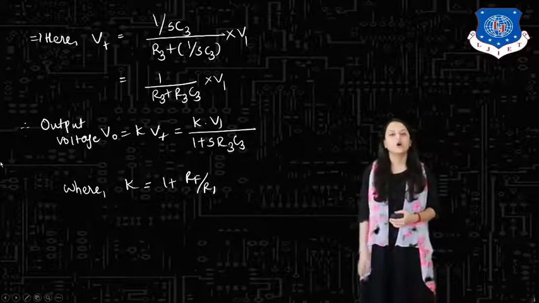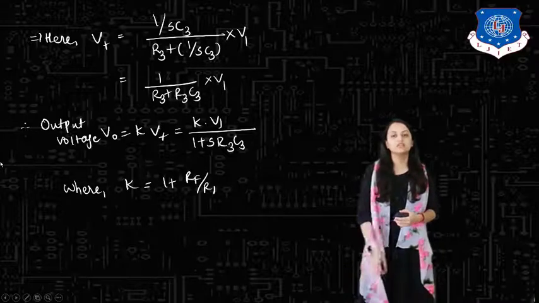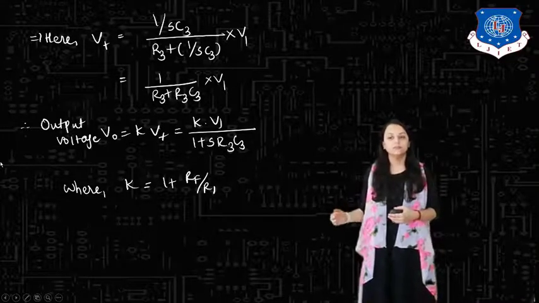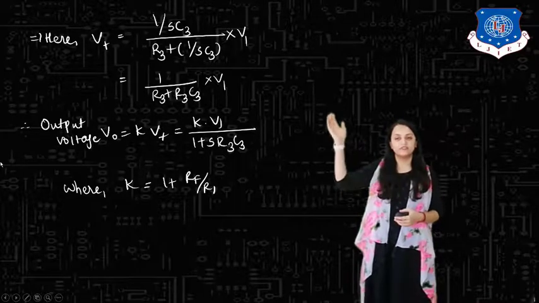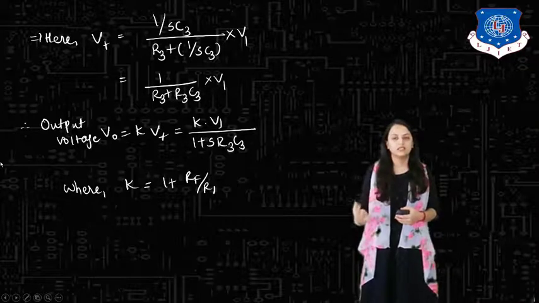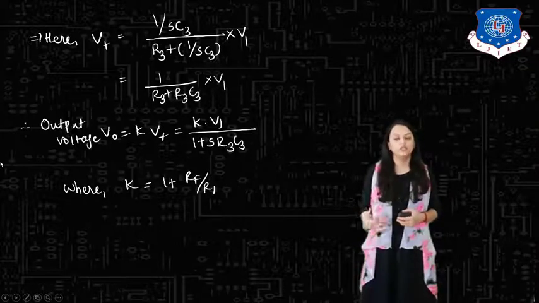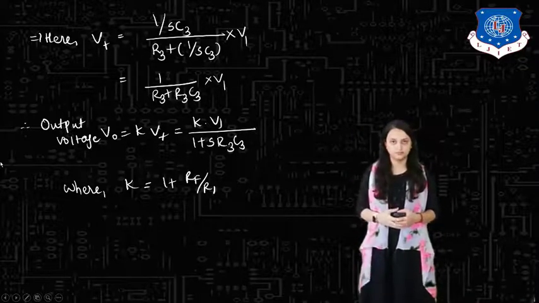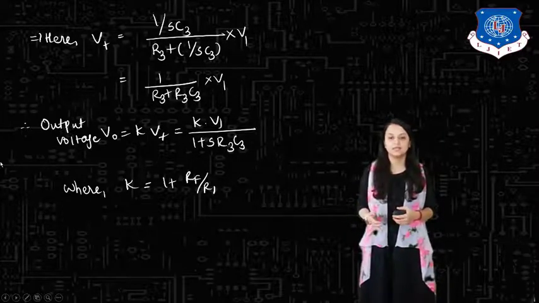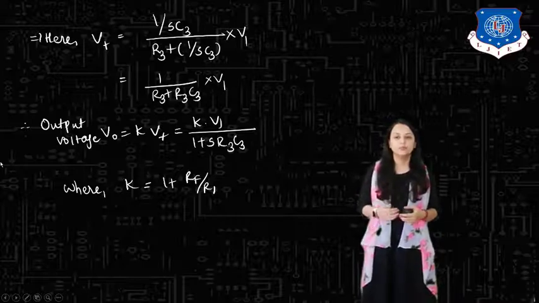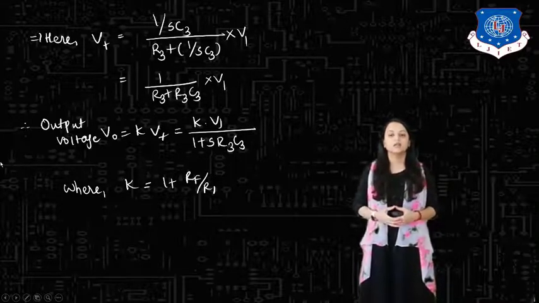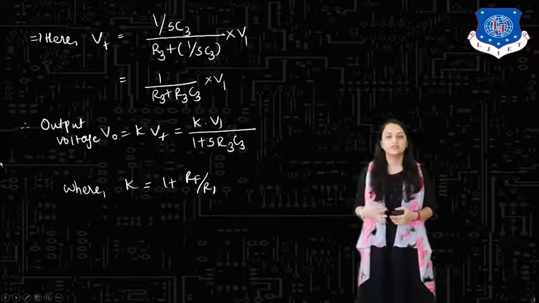Now the equation of output voltage is given as VO, that is equal to K V plus. So K V plus, V plus is what? We have derived that, that is 1 by (1 plus SR3C3) into V1 after simplifying the previous term. Right? So we have output voltage VO equal to K V plus, that is equal to K into V1 upon 1 plus S R3C3. Here K is given as 1 plus Rf by R1.